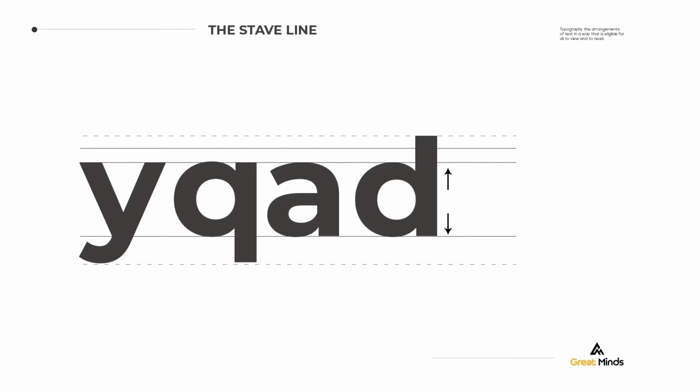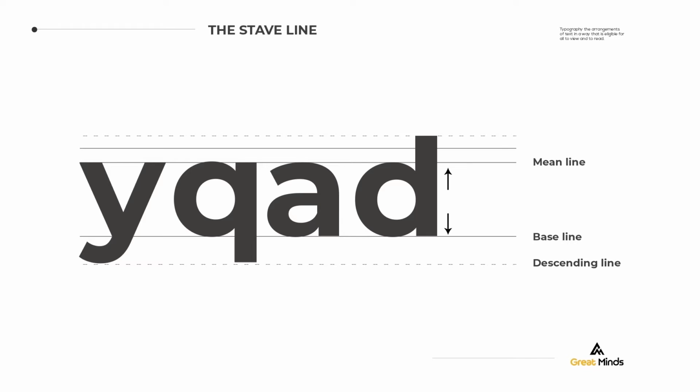The stave line refers to 5 horizontal lines on which the anatomies of letters are structured on. They include the descending line. The descending line refers to the line upon which all letters with descenders rest on. Example is letter Y, small letter y, and then small letter q. And then also we have on the stave line the baseline. The baseline refers to the line upon which all letters, especially capital letters, rest on.